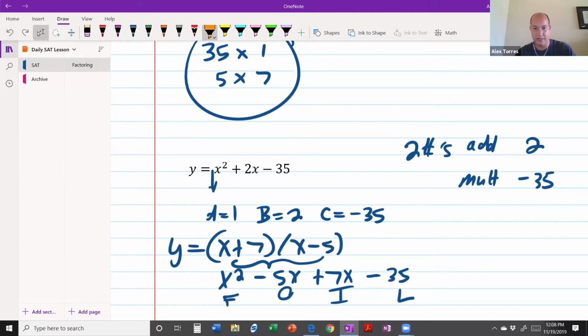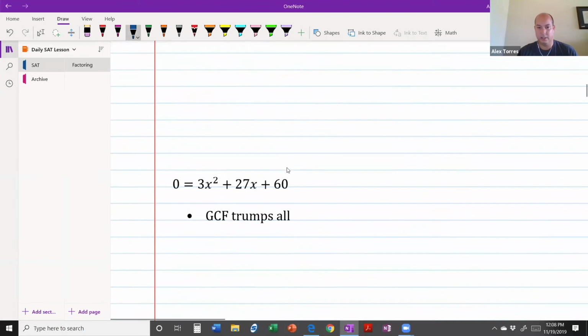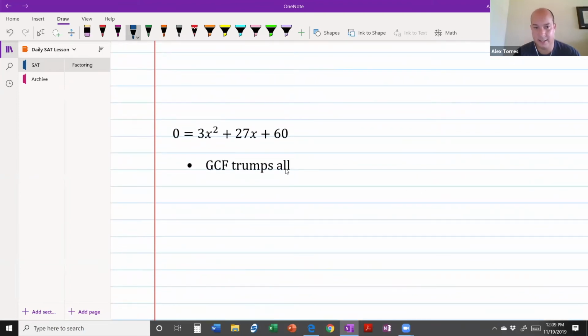So first, outer, inner, last, and then when you combine the like terms there, you'd get x squared plus 2x minus 35. So moving right along now, the next thing to keep in mind with quadratics is that if there is a GCF, it trumps everything. You want to always remove GCFs whenever possible.